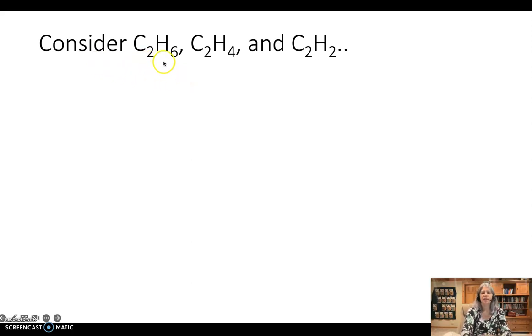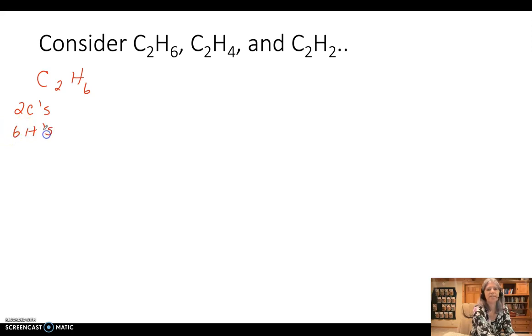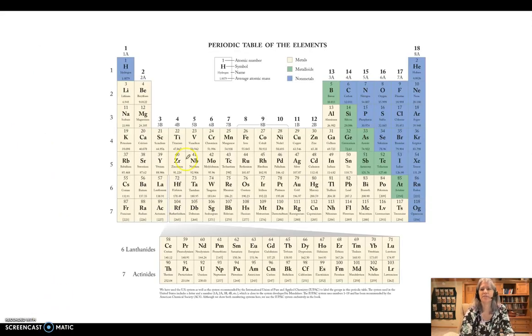So here we have C2H6, C2H4, and C2H2. In order to first begin making a Lewis structure, our first step is always to count the valence electrons, because the valence electrons are the glue that hold the covalent compound together. So if we start here with our C2H6, we have 2 carbon atoms and 6 hydrogen atoms. We need to know how many valence electrons there are in each atom, and of course, we're going to look at the periodic table to find that out.